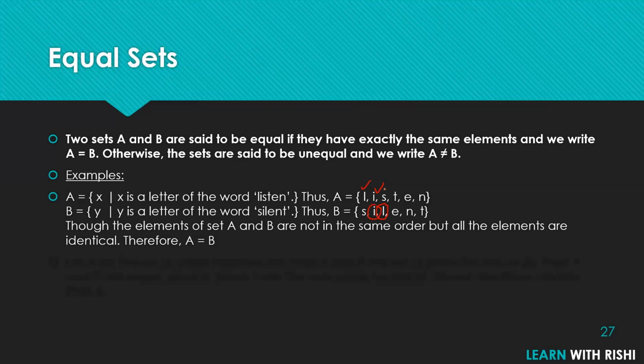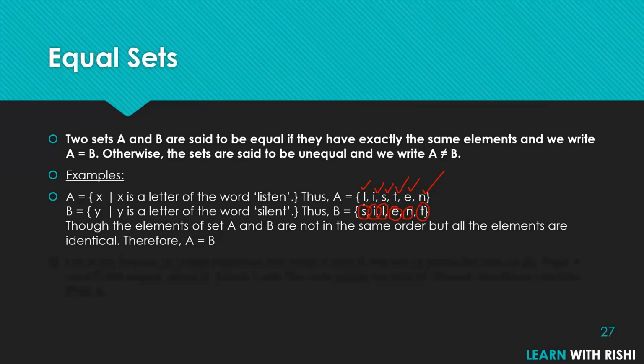In set A there is element S. Also in set B we have element S. In set A there is element T. Also in set B we have T. In set A the element is E. Also in B we have the element E. And the last element N is there in set A, also in set B. So you can see that each element of set A is present in set B. So both these sets are equal.